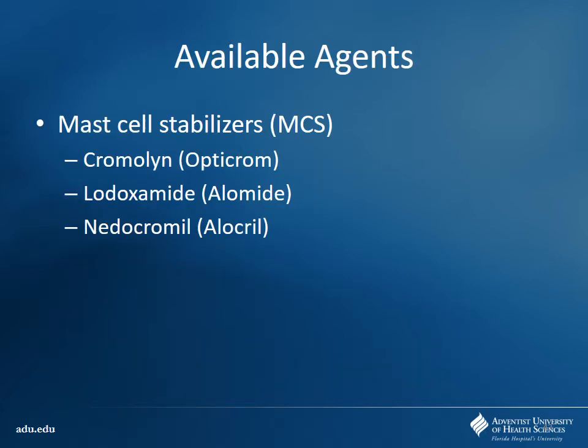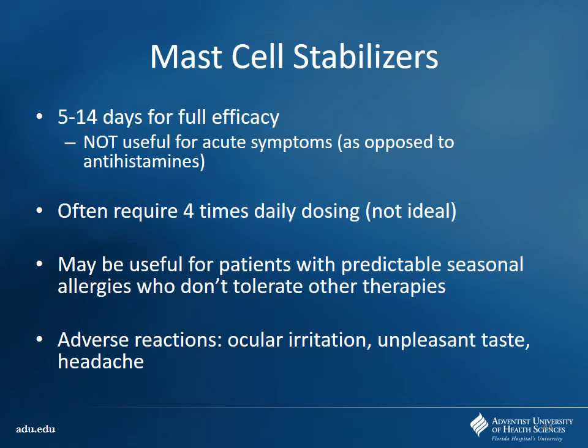The ones you'll see used here are going to be your cromolyn, lodoxamide, and nedocromil. Again, very similar to what you saw before, a couple weeks before you can see full efficacy. Again, these are not useful for acute symptoms, but they're better as controller medications to help prevent the reaction from occurring in the first place. They also have to be applied more frequently, so compliance is going to be more of an issue with your patients than something you can just do once or twice a day.